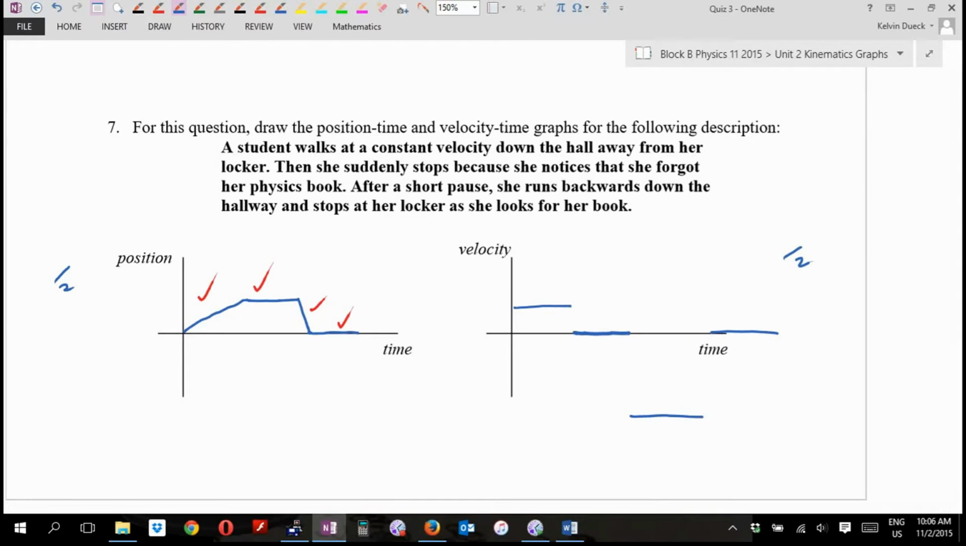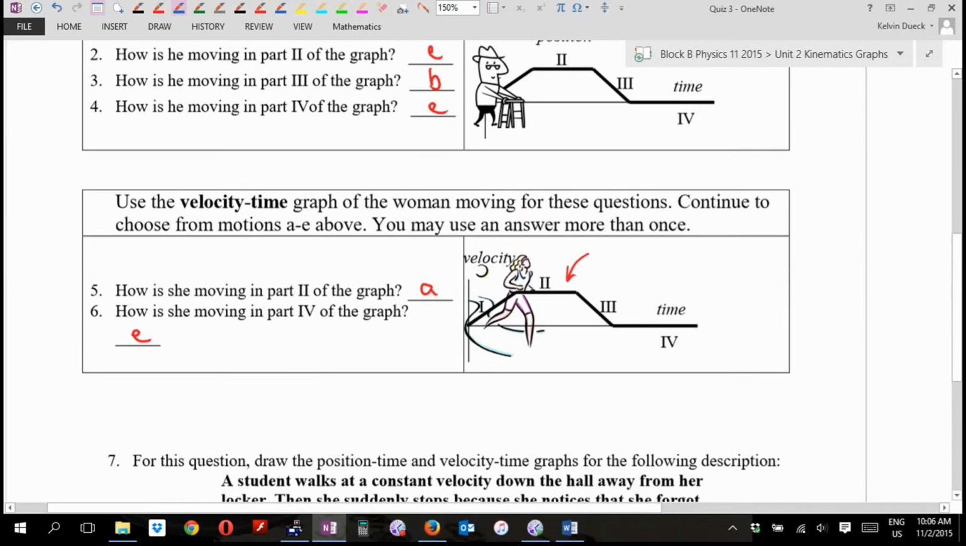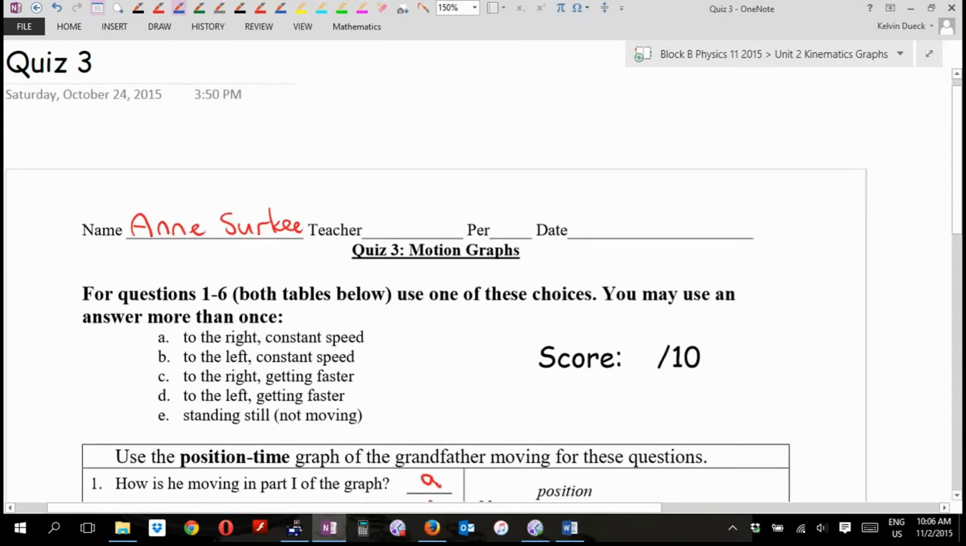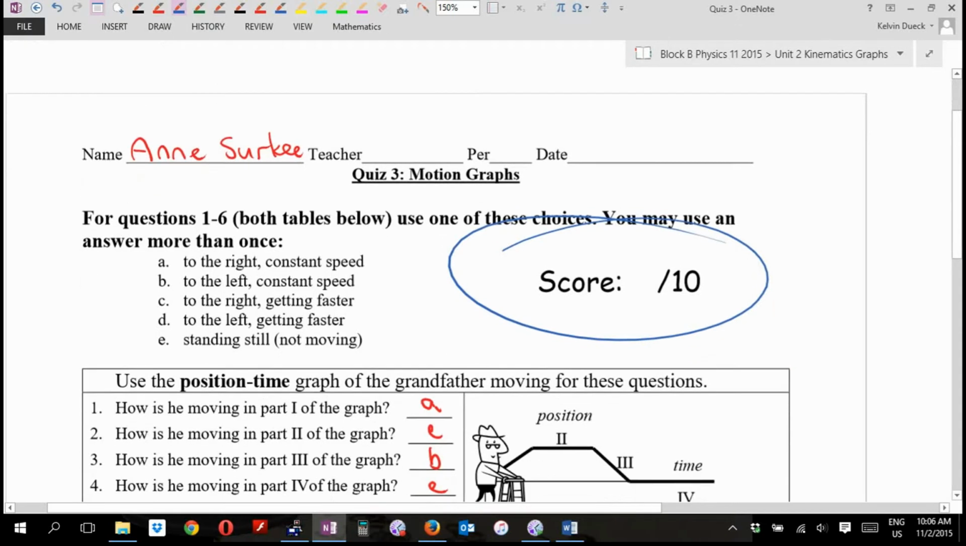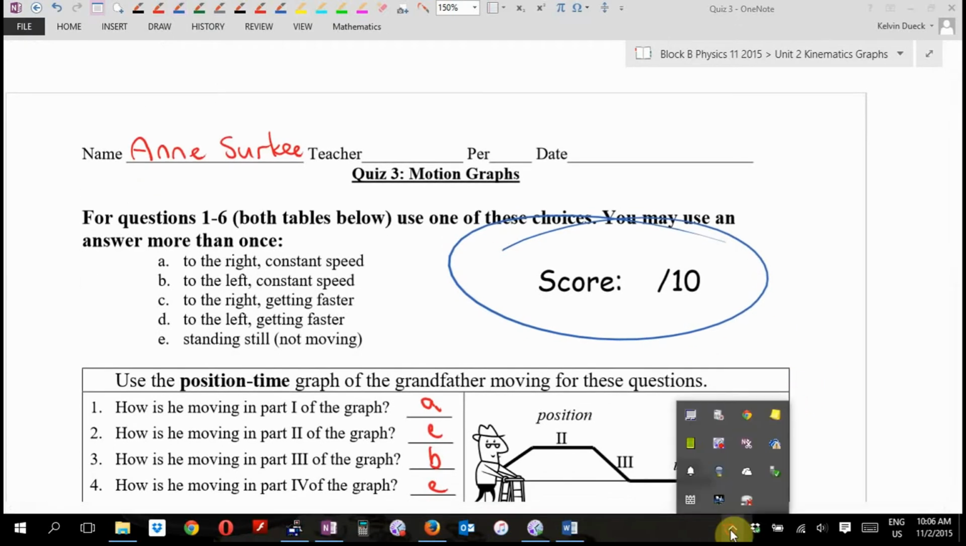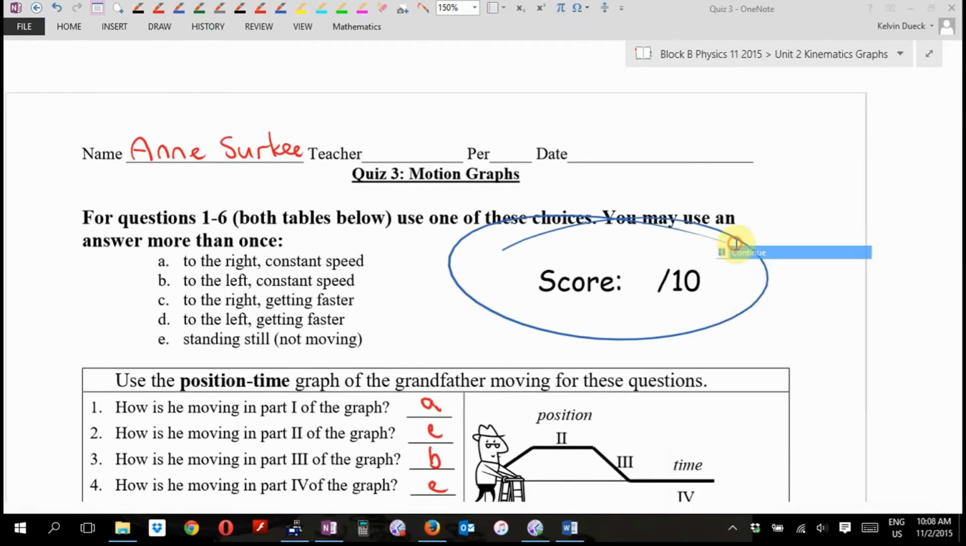4 lines, half mark for each line. Okay. Can you give yourself a lovely score then out of 2 plus 2 plus 6? Oh, it is out of 10. Give yourself a score out of 10 there and make sure your name is on it. If you want to go over anything with me, now is the time to ask. Let me pause the video.